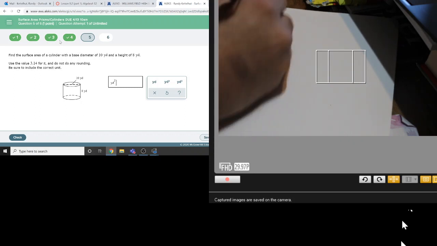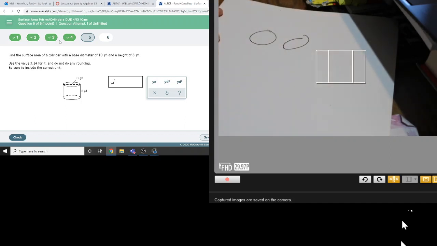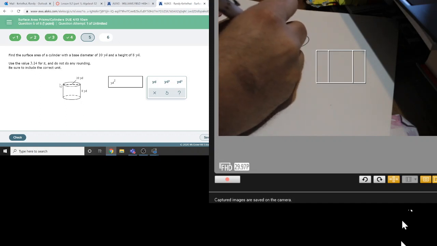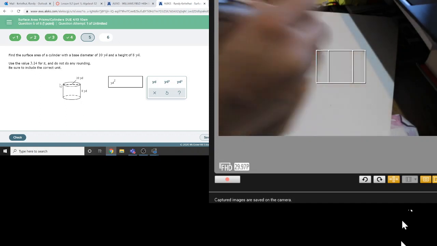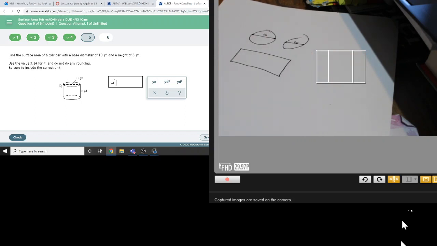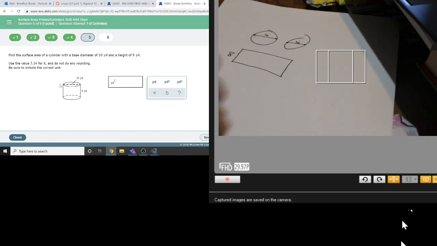Okay, so circle, right? How many of those do we have? 2. We have a circle on the top and a circle on the bottom. They tell us that the diameter is 10 for both of these. And then it's a cylinder, so you all saw from the nets that a cylinder is a rectangle wrapped around the circle. So we have to figure out the height, which they tell us is 8, and we have to figure out the length of this rectangle, and we'll be in business.